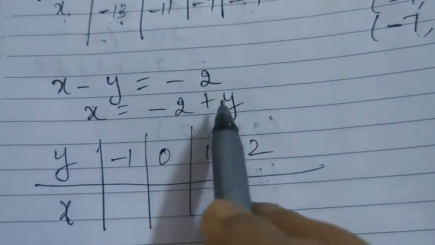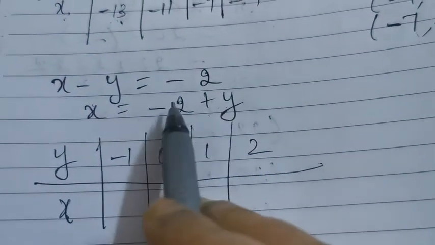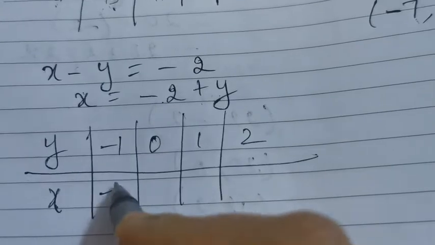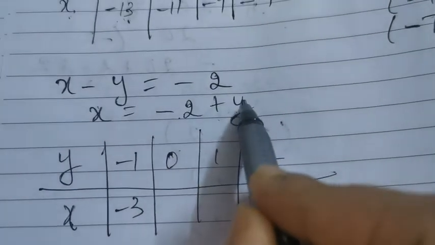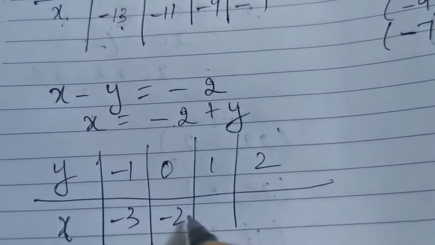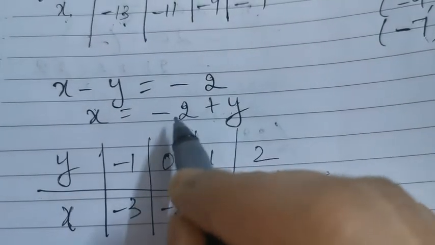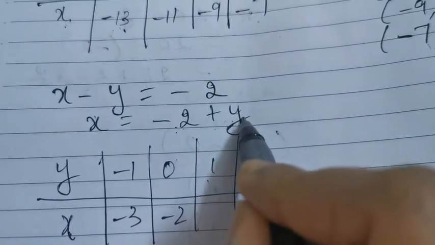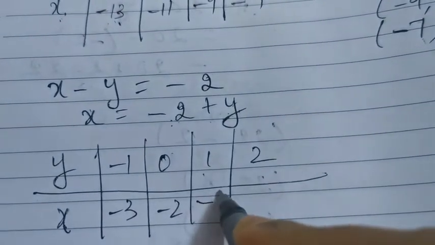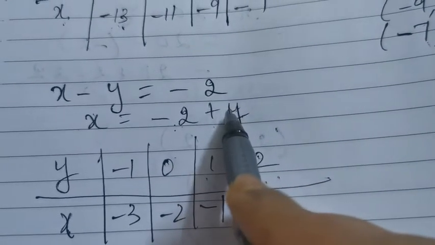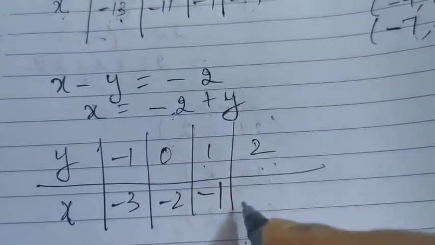Now when I substitute minus 1 in the place of y, minus 2 minus 1 will give me minus 3. When I substitute 0, minus 2 plus 0 is minus 2. When I substitute 1, minus 2 plus 1 is minus 1. And when I substitute 2 here, minus 2 plus 2 gives me 0.